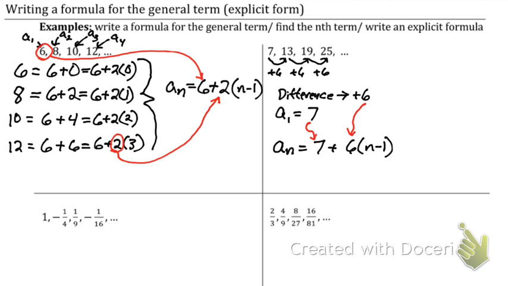My fourth term is supposed to be 25. 4 minus 1 is 3. 3 times 6 is 18. 18 plus 7 is 25. That is, in fact, my explicit formula for that. So that explicit formula will work for any time you see a pattern where you're just adding the same number over and over and over. And we'll talk more about that tomorrow. But in the homework, if you see something being added over and over and over, that's what you need to do to come up with your explicit formula.